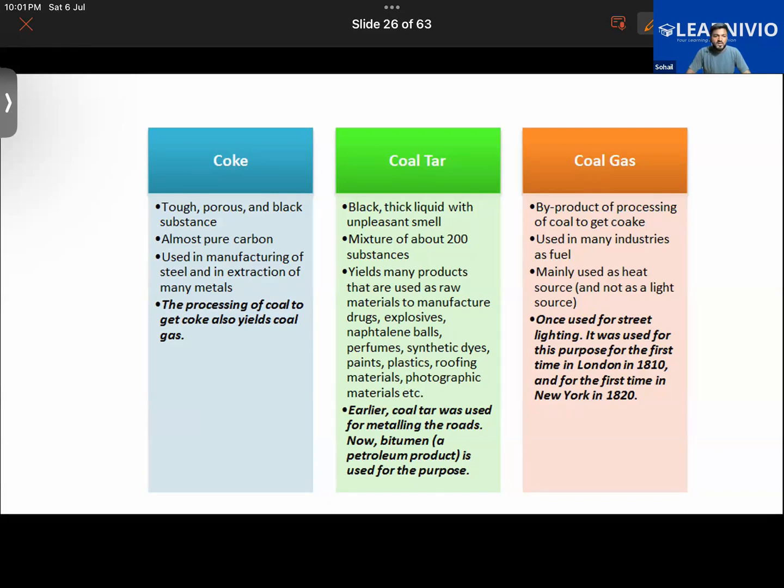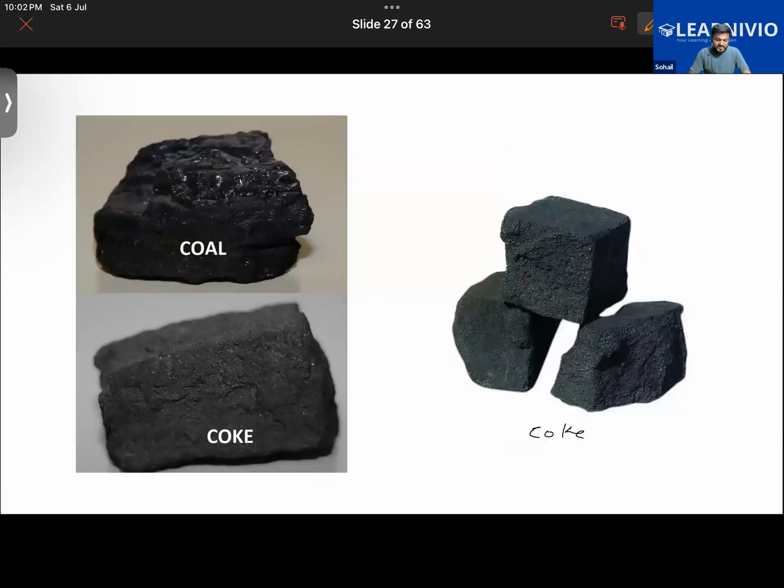Okay, so talking about coke, in which test tube were you obtaining it? Test tube A or test tube B? Yes, coke you get in test tube A, when you were heating it in the absence of air. It's a tough, porous, and black substance. Have a look at this. This is how coke looks. It is tough and it is porous.